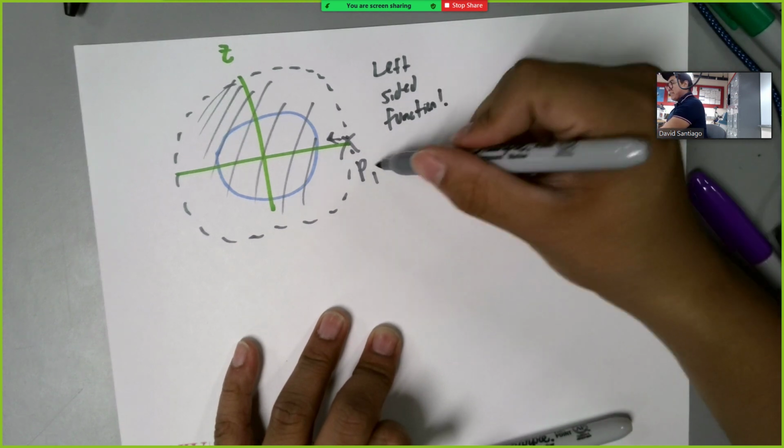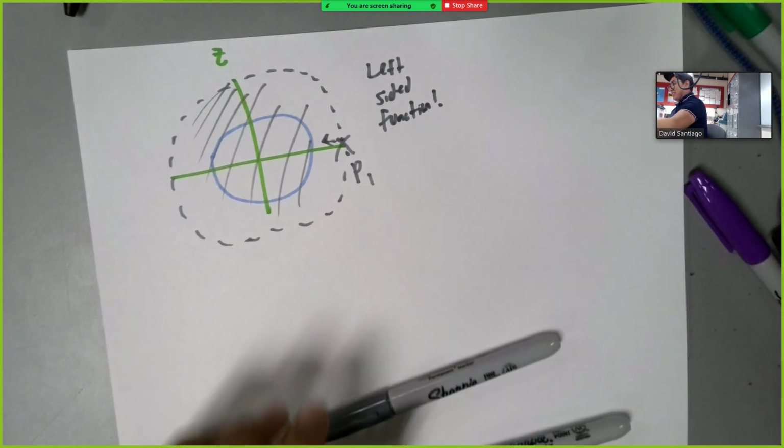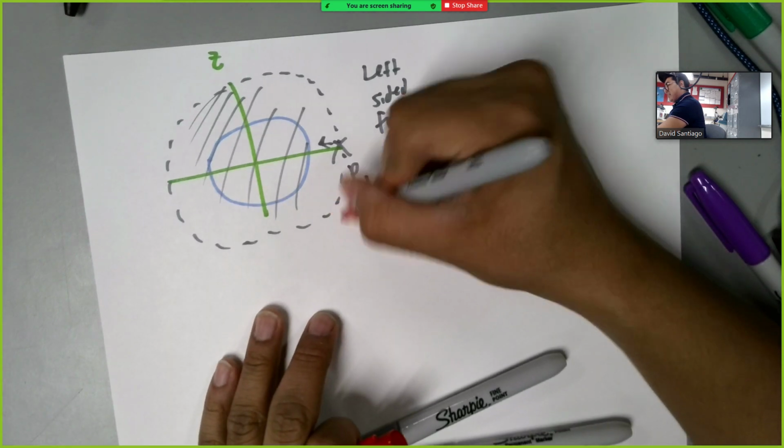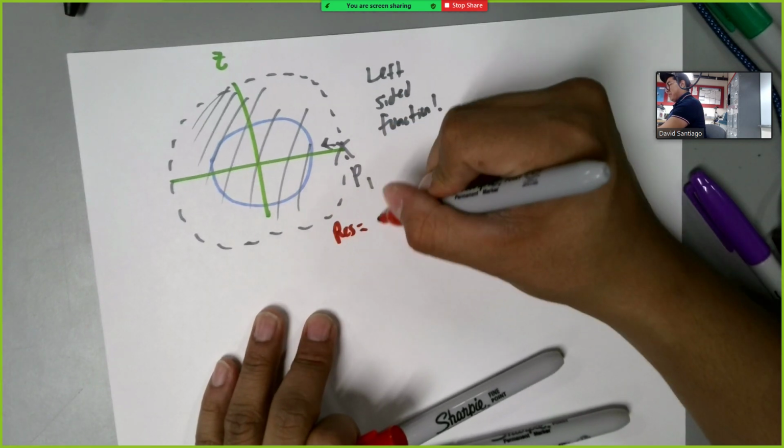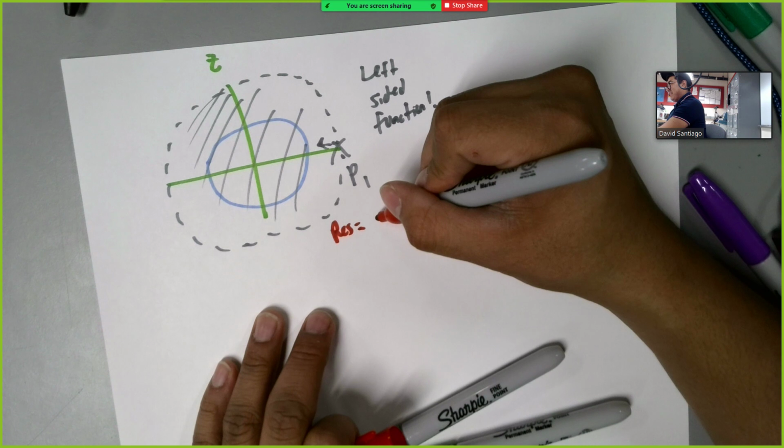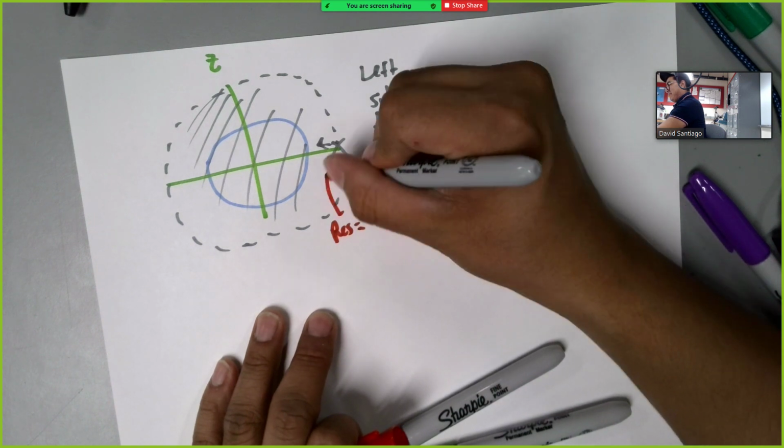Okay? So let's give it some residue value. Res is equal to, what's a favorite number? 17. Okay? 17.